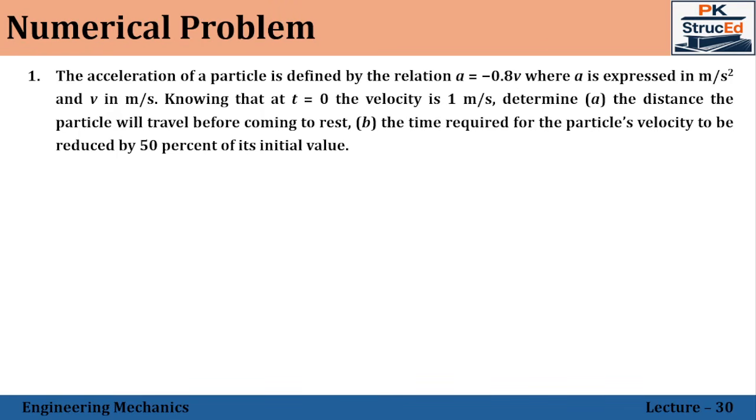The first one is: the acceleration of a particle is defined by the relation a is equal to minus 0.8 v. Here the acceleration relationship has been given in terms of velocity, where a is expressed in meter per second square and v in meter per second. Knowing that at t is equal to 0, the velocity is 1 meter per second. That is the initial velocity, given at t is equal to 0.